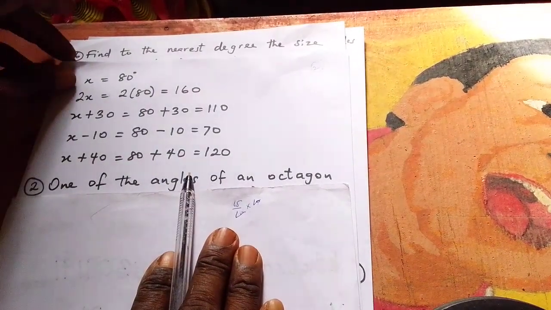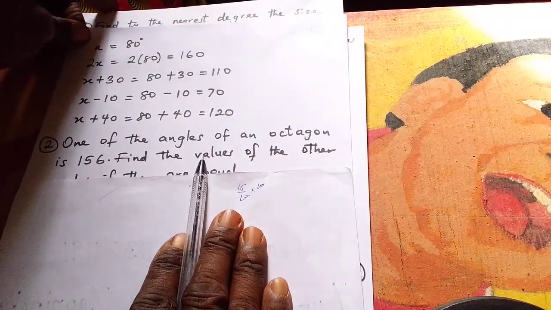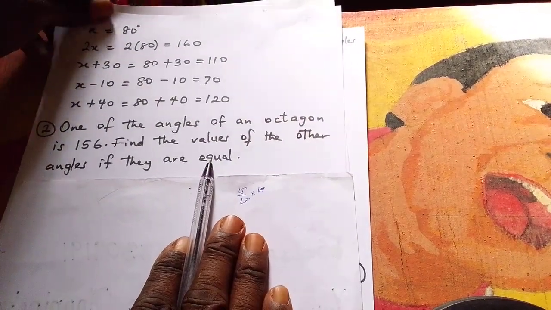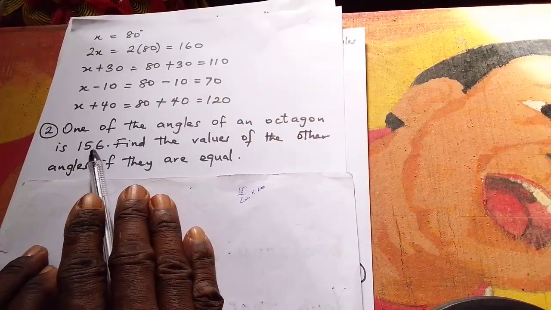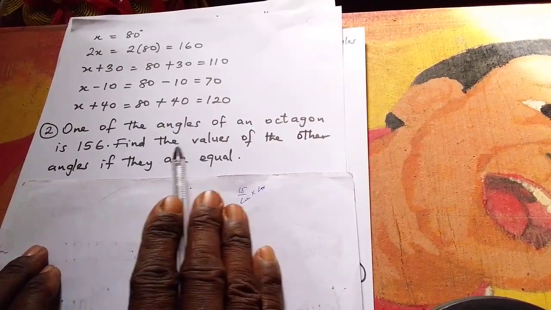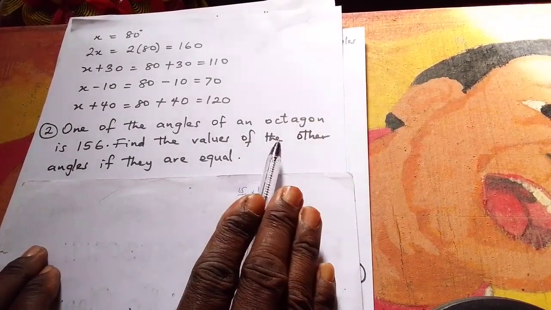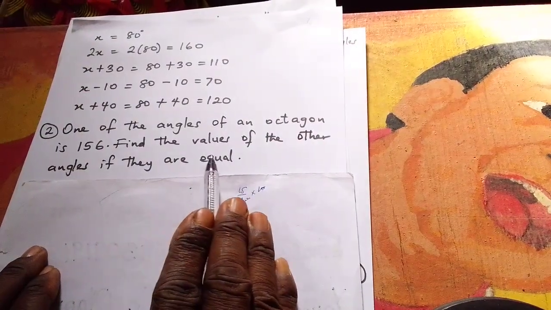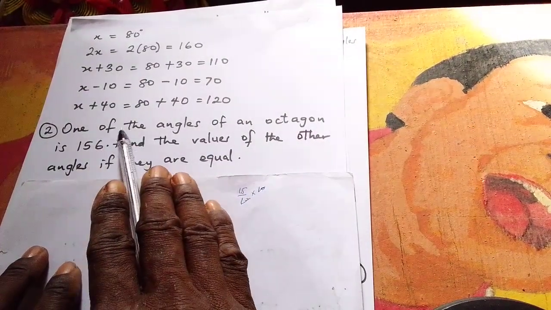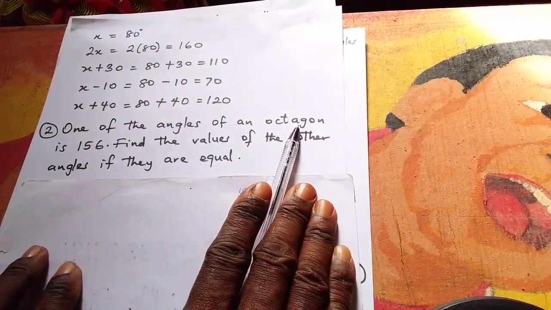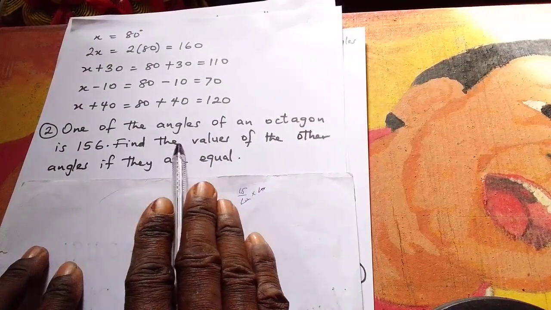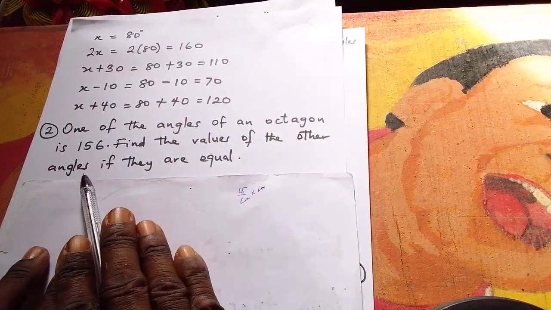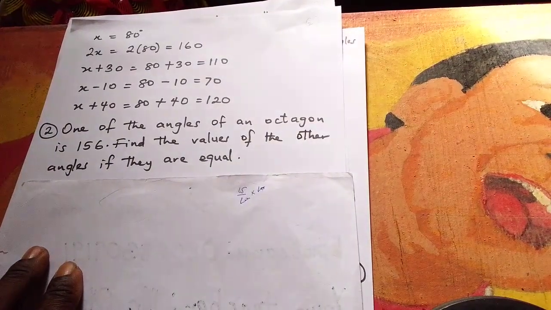Now let's look at another example. One of the angles of an octagon is 156. Find the values of the other angles if they are equal.